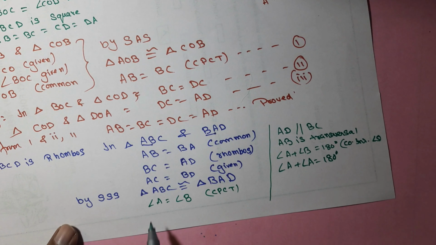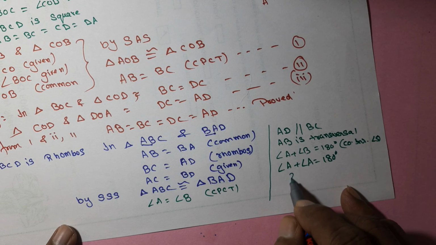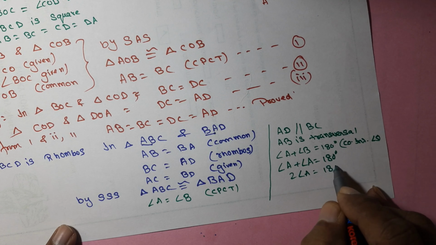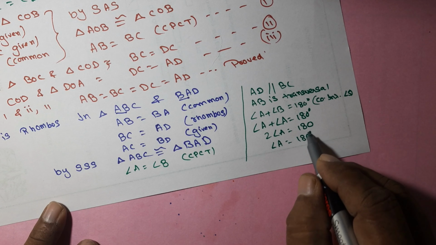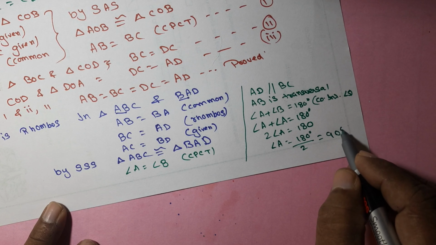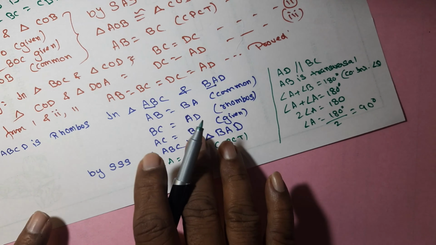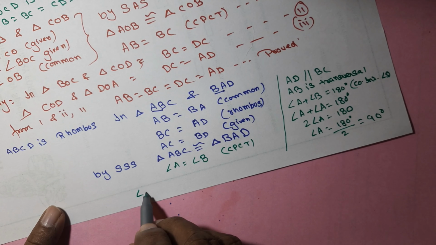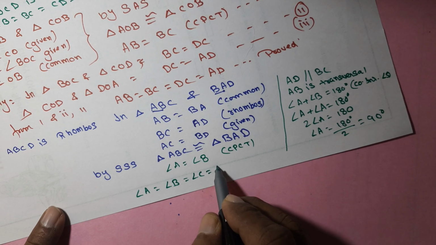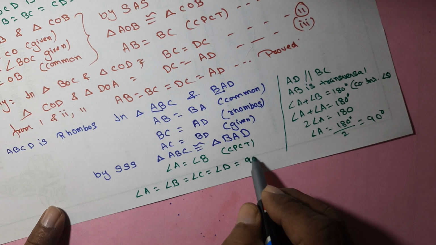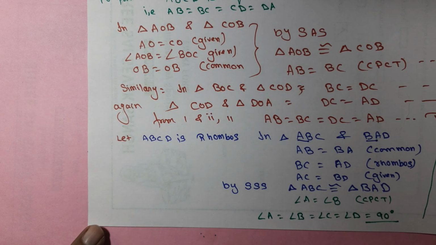Now, angle A plus angle A is 180 degrees. Why? Because here we have proved that angle A is equal to angle B. Both are the same. So, 2 angle A is equal to 180 degrees. Angle A is equal to 180 degrees by 2. So, we got 90 degrees. That means angle A is 90 degrees, angle B is 90 degrees. So, we have proved that also. Similarly, we can prove angle C. Similarly, we can prove angle D. All we can prove as 90 degrees. Hence, what did we get? ABCD is a square.